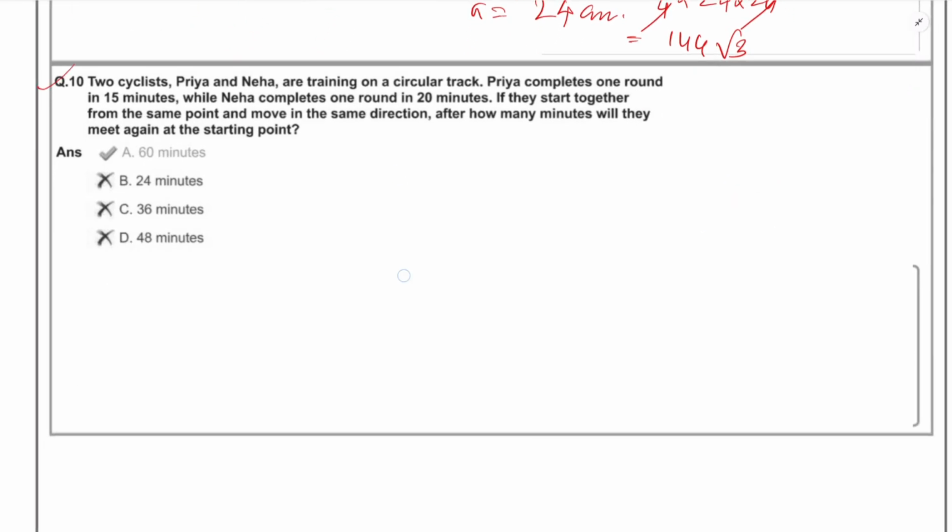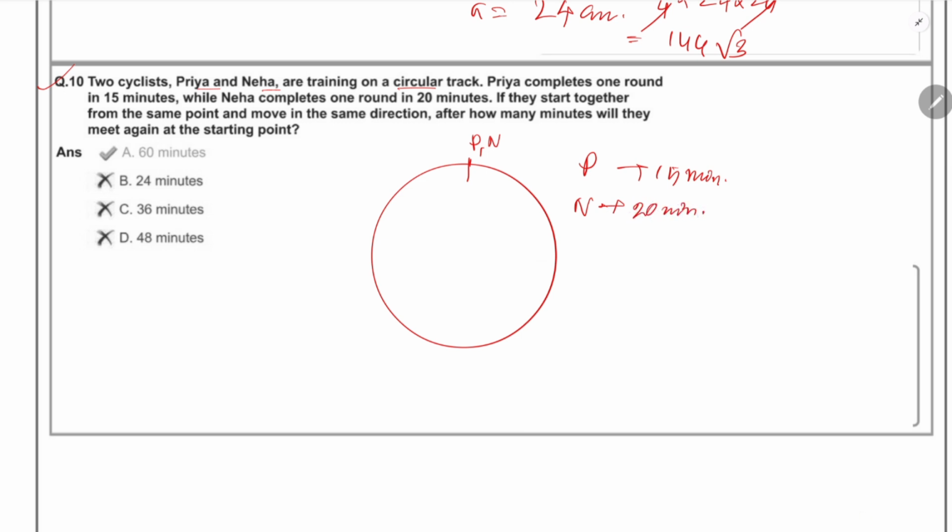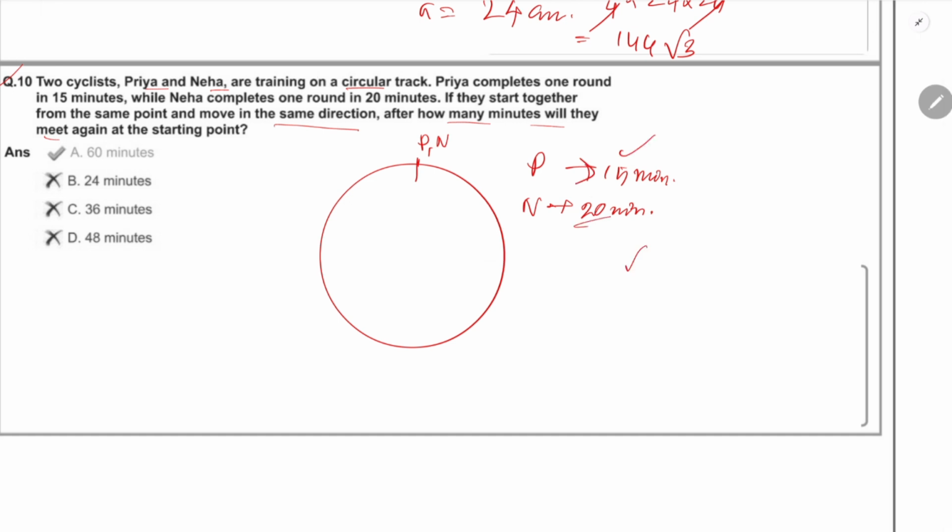Then question number 10. Two cyclists, Priya and Neha, are training on a circular track. Suppose this is a circular track, where this is the starting point, and this is Priya and Neha. Priya completes one round in 15 minutes, so Priya completes one lap in 15 minutes. On the other hand, Neha took 20 minutes. If they start together from the same point and move in the same direction, after how many minutes will they meet again? Okay, so let's take the LCM of 15 and 20.